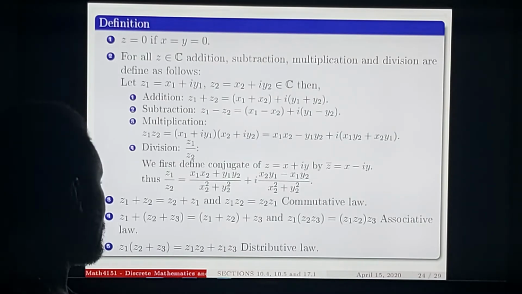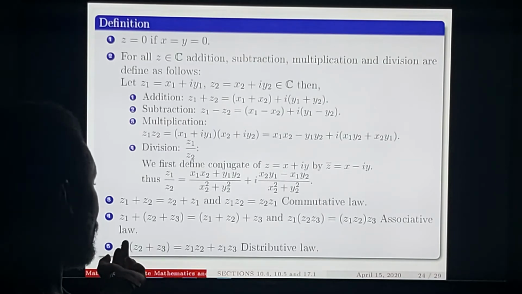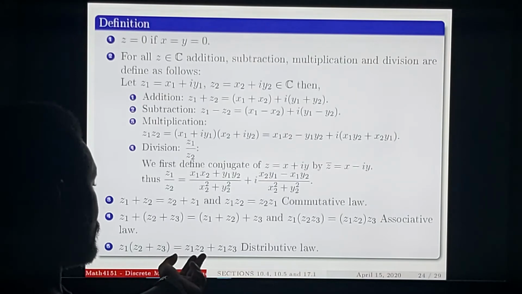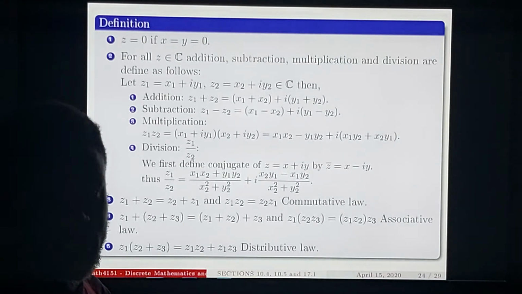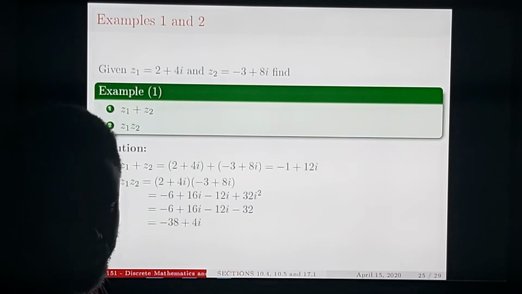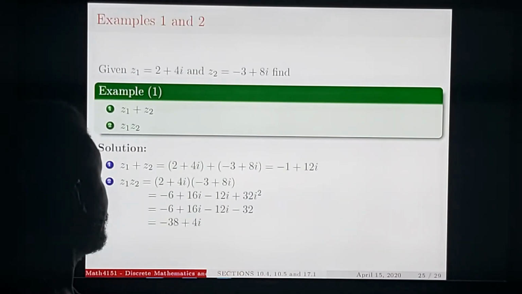And lastly, you're talking about distributive law. Distributive law just says that you distribute z1 over z2 plus z3, and then you have z1 times z2 plus z1 times z3. That's called distributive law. All these are satisfied by the real numbers, rational numbers, and integers modulo P, where P is a prime.